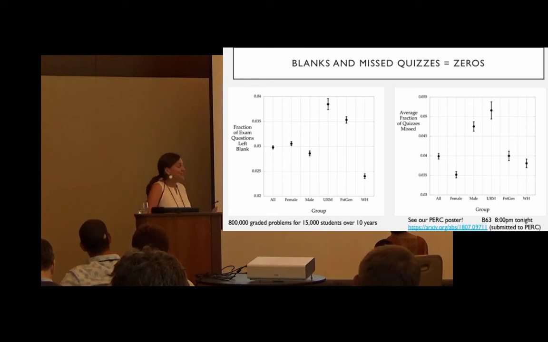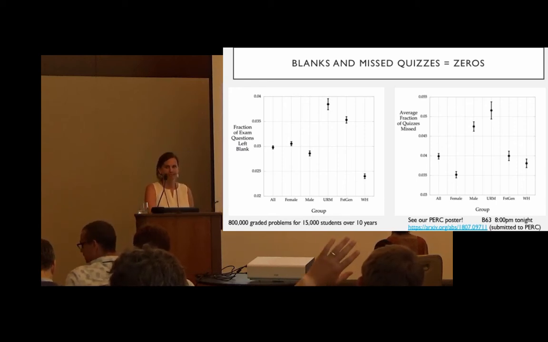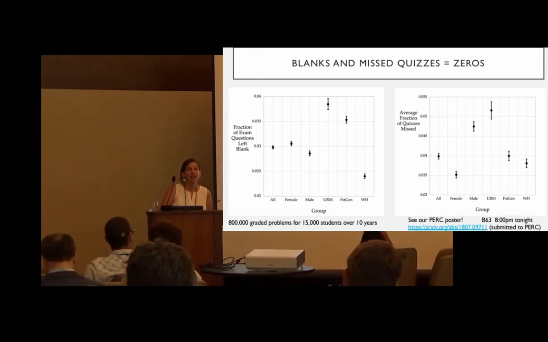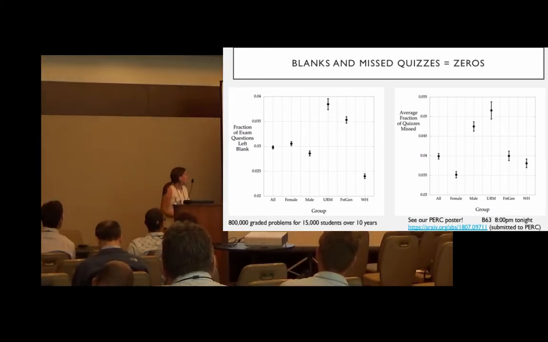And if you're interested in this, you can come see our PERC poster tonight. I'm happy to talk more about it. I've even got some more plots for you. Yeah. What is URM and WH? Oh, sorry, I didn't define that. So URM is underrepresented minority students, and WH is white students.